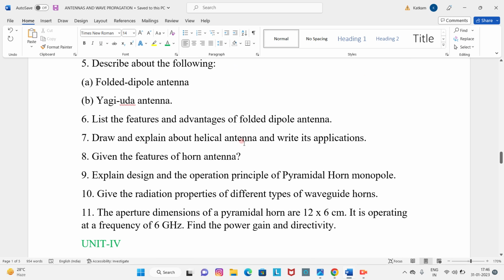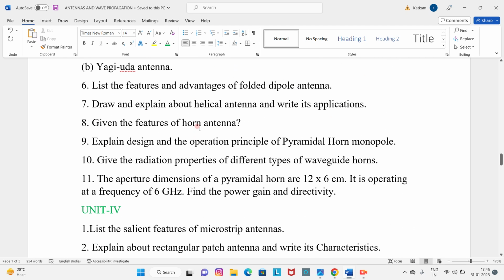11th question, the aperture dimensions of a pyramidal horn are 12 by 6 centimeters. It is operating at a frequency of 6 GHz. Find the power gain and directivity. And unit 4, list the salient features of microstrip antenna. Second question, explain the rectangular patch antenna and write its characteristics. Third question, explain in detail the flat sheet and corner reflector antenna.